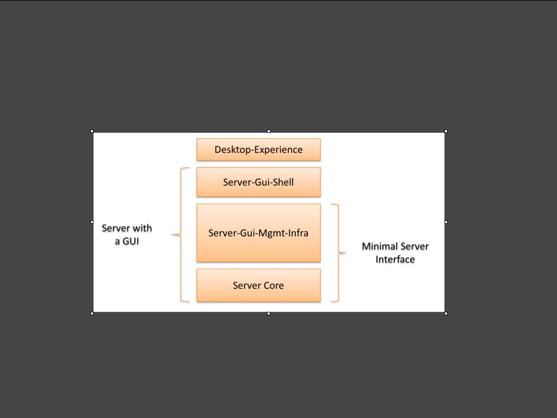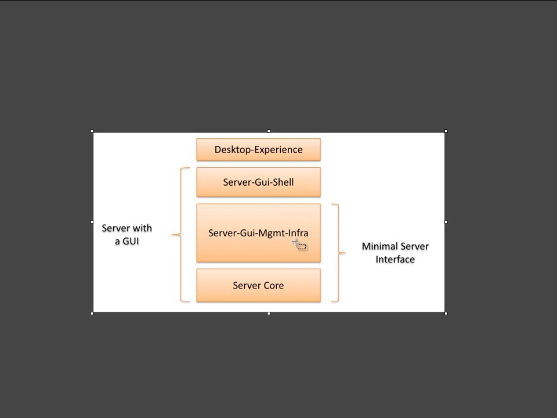So I want to quickly look at the configuration levels. And if you remember, I'm really going to focus on the bottom three levels. The server core, which is the core part of the Windows operating system with a command prompt interface. The server GUI management infrastructure, which is still a command prompt interface, but includes things like Server Manager, MMC, some control panel applets, so it has a richer amount of local management possible. And then server GUI shell, which adds the Explorer shell, Internet Explorer.